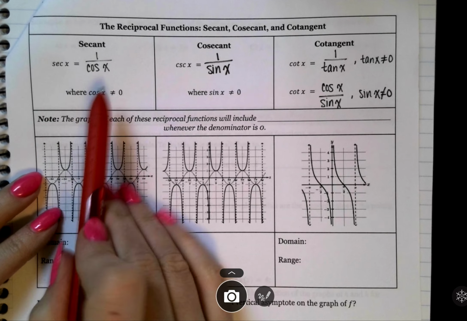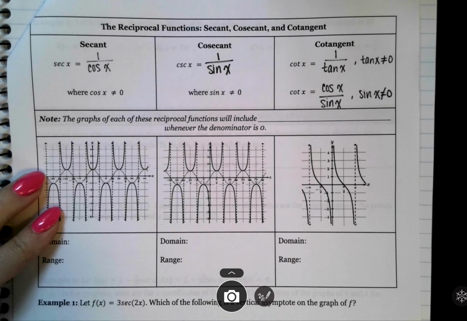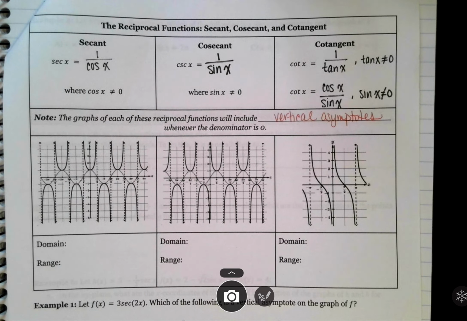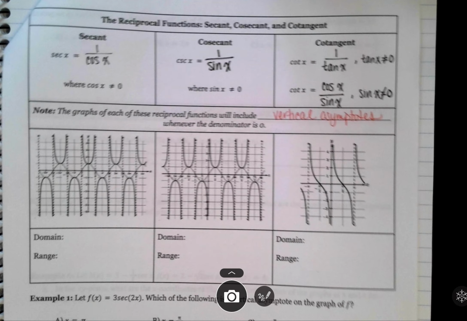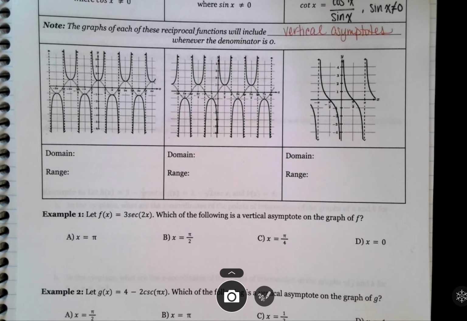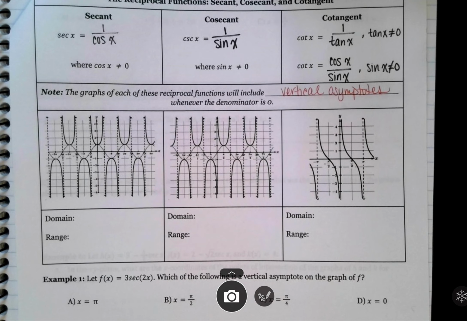Since all of these have something in a denominator, that means that the graphs of each of these reciprocal functions will include vertical asymptotes whenever the denominator is 0. That means our graph cannot go there. It's part of our undefined values. So we're going to look at the domain and range for each of these.